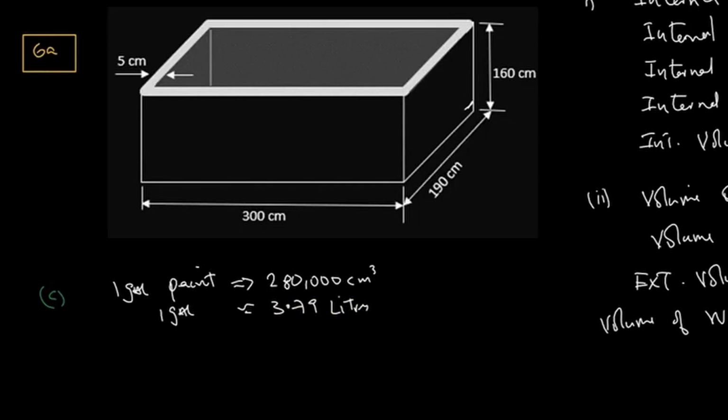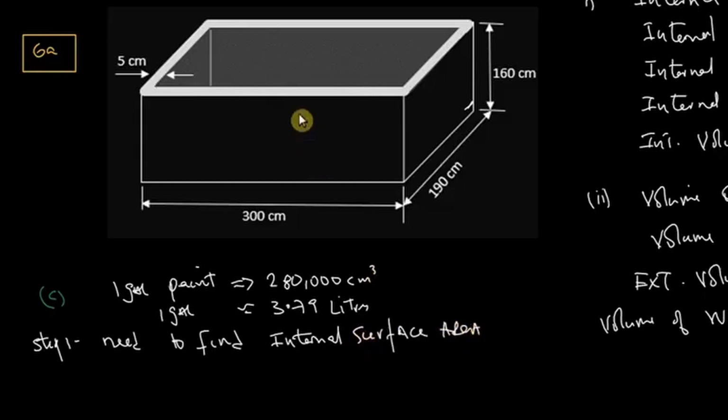So the first thing we need to do is to calculate the internal surface area of the trough. So we need to find the internal surface area. So let's just label our trough or our box. This is side A, and we have 2 because we have another A on that side.